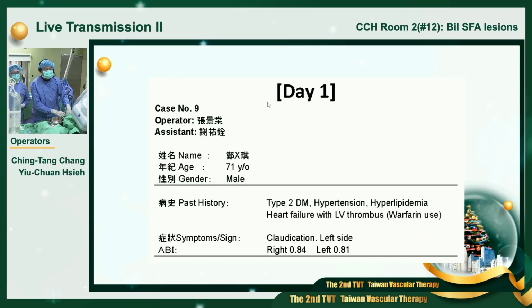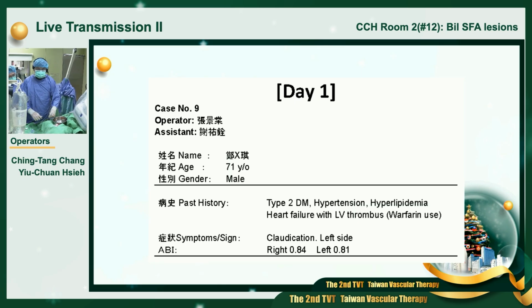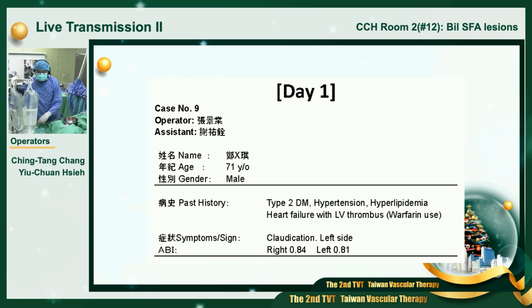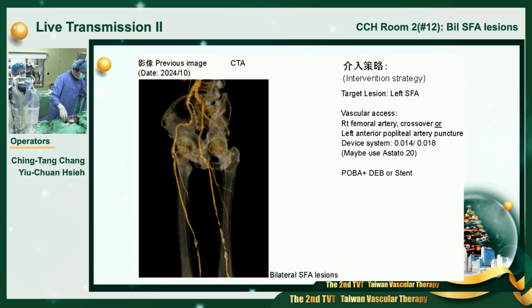The next case is a 71-year-old man whose past medical history included type 2 diabetes, hypertension, and hyperlipidemia. He had also been on warfarin for heart failure with LV thrombus. This time he came in with left leg claudication. His ABI were 0.84 for the right leg and 0.81 for the left. CTA found lesions in bilateral SFAs, and our target today is the left SFA.